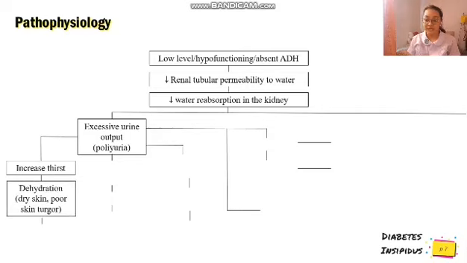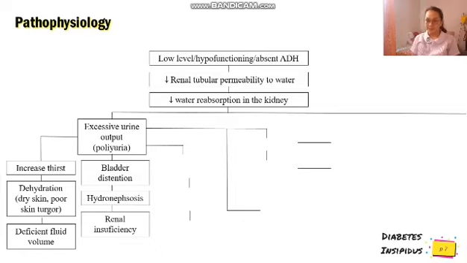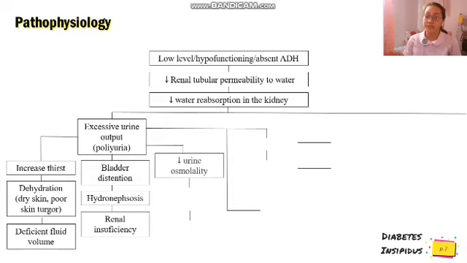If the person does not take fluid to replace water loss, he or she may experience dehydration with manifestations of dry skin and poor skin turgor that may lead to the nursing diagnosis of deficient fluid volume. Another one, because of polyuria, the patient may have a distended bladder due to the excessive amount of urine inside. When it reaches the kidney, it may cause problems such as hydronephrosis, or swelling of the kidney, that may lead to renal insufficiency. Also, because of excessive urine output, the patient may have low urine osmolality and decreased urine specific gravity due to urine dilution that may lead to insipid urine, or colorless and odorless urine output.